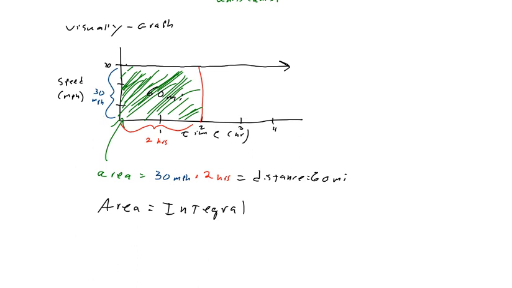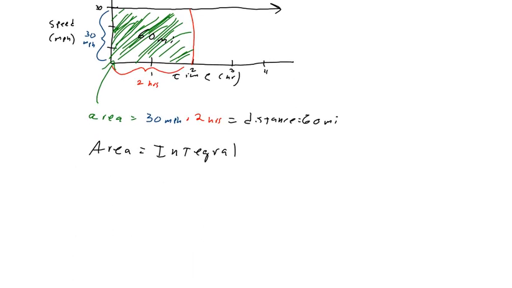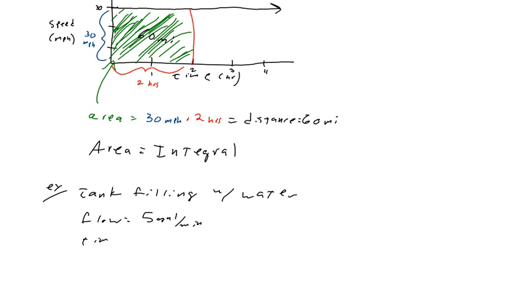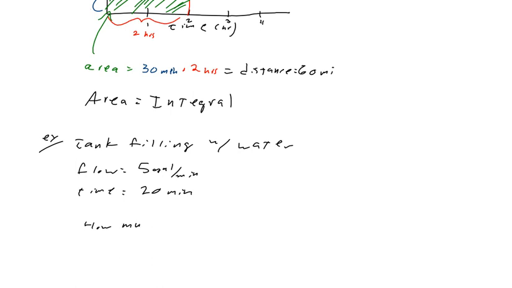Another example you can do: if you have a tank filling with water, the flow is, let's say, 5 gallons per minute. And the time, let's say it's 20 minutes. How much water is in the tank after those 20 minutes? Well, you do the same thing. We take 5 gallons per minute times 20 minutes. The minutes are going to cancel out, and we end up with 100 gallons. Same kind of idea with units: you're multiplying these units, canceling out, arranging what you want.